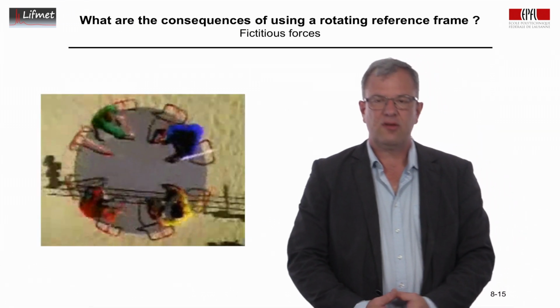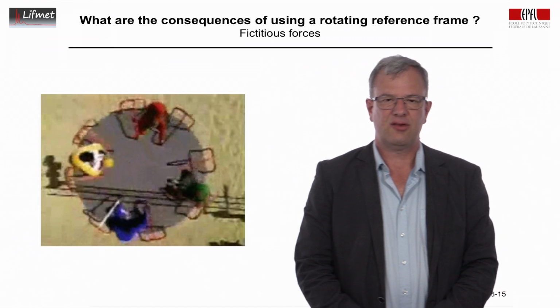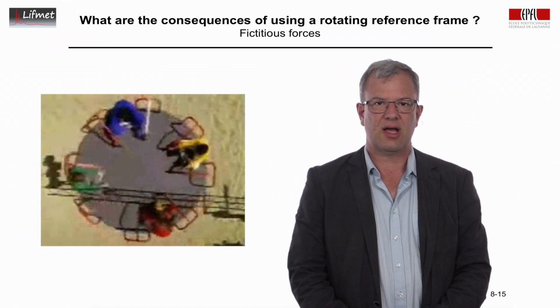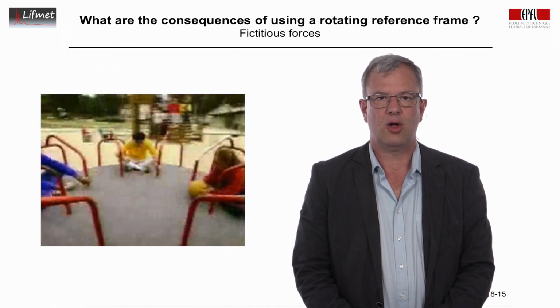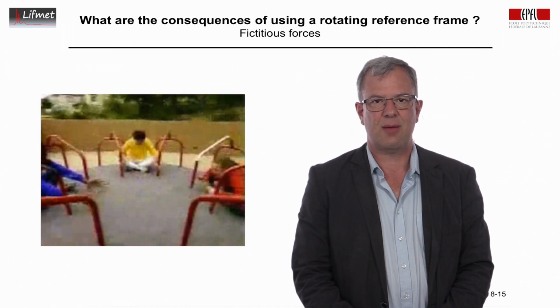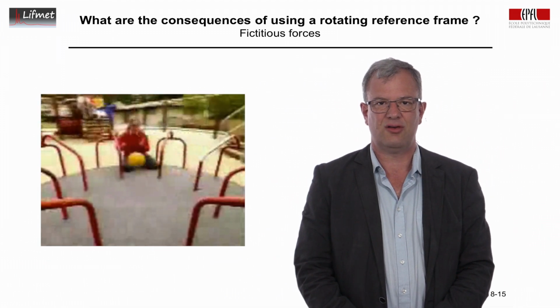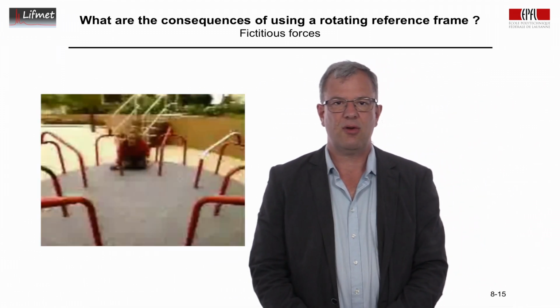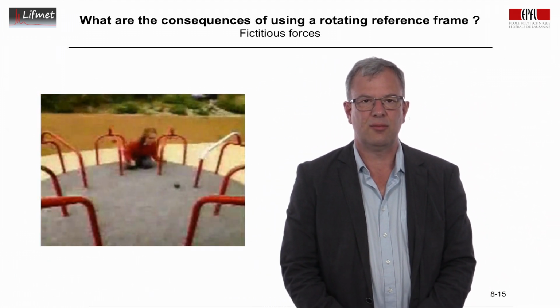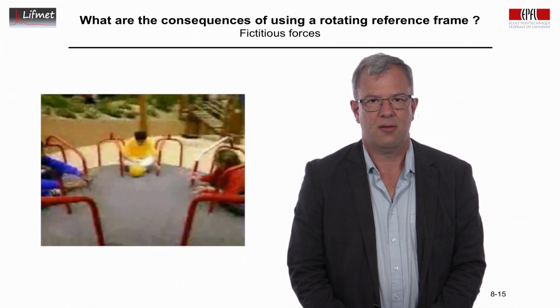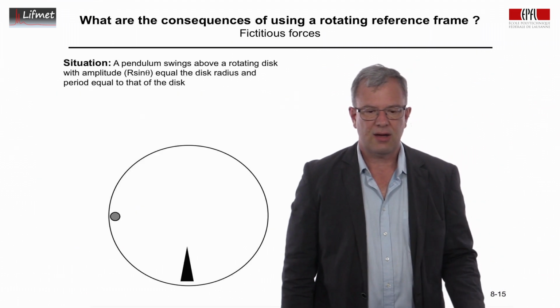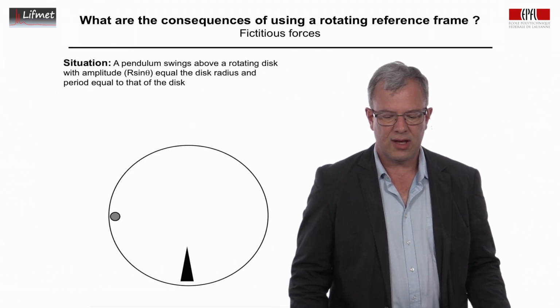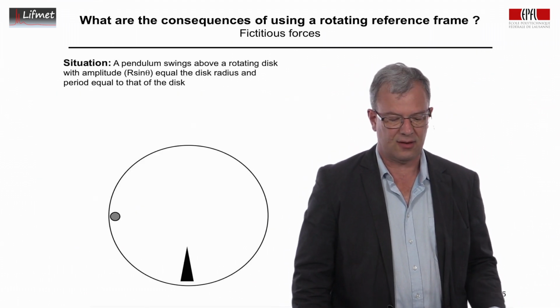So what are the consequences of using a rotating reference frame? I'll start here by making the analogy to classical physics. In this video you see kids throwing a ball at each other. First seen with the camera from above, the ball goes pretty much in a straight line. And then when the camera is put on the merry-go-round, you see that the ball goes in a very curved motion, which seems odd. I will show this effect in the following with an animation.